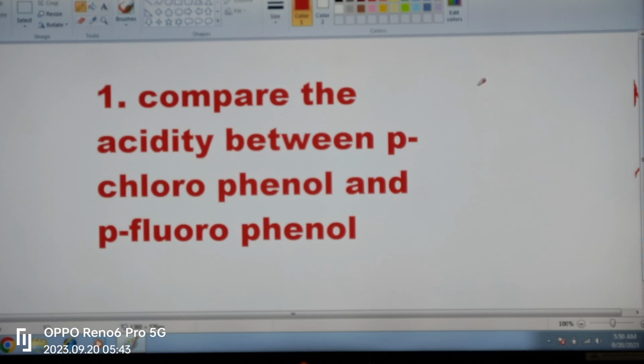So the structure of the compounds is very simple. All of you know the phenolic OH compound. This is the phenolic OH group. In parachlorophenol, in the para position there is a chlorine, and in parafluorophenol, at the para position there will be a fluorine atom.